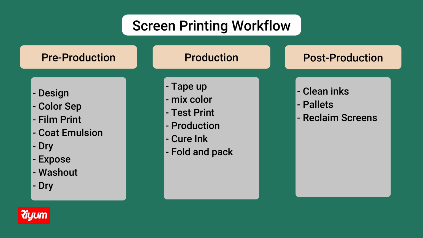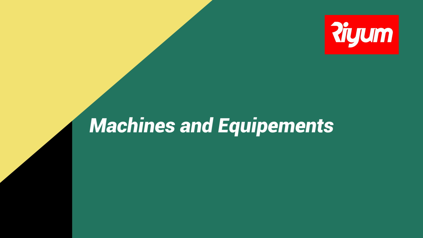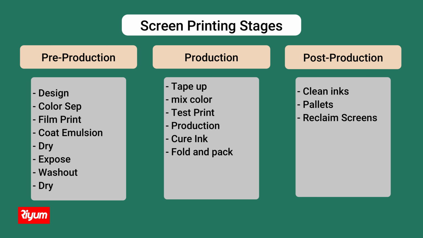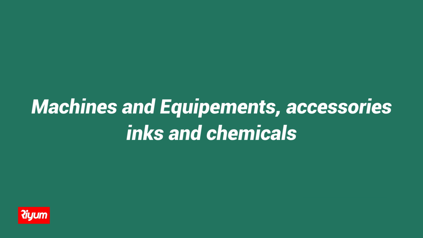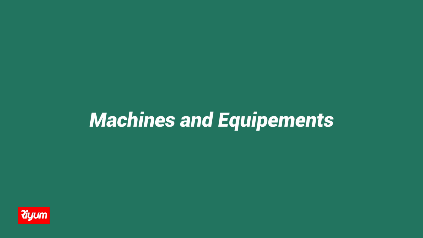The next class will give you an even more detailed idea of all the machines, equipment, and necessities you will need for each stage. So now, since we have an idea about the screen printing workflow and the stages from start to finish, let us see what kind of machines, equipment, accessories, inks, and chemicals you'll need to get started. First of all, let's see what kind of machines and equipment you'll need.